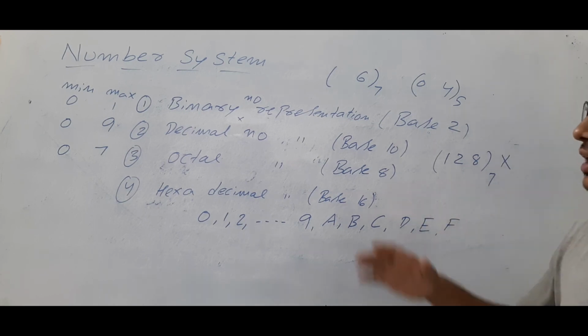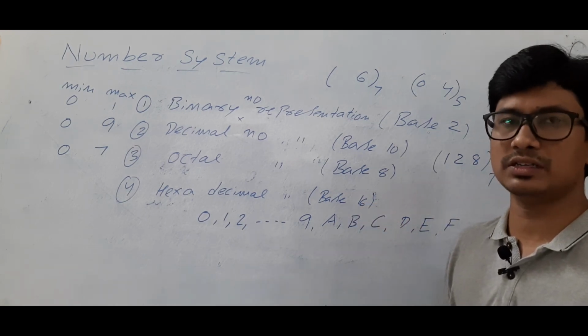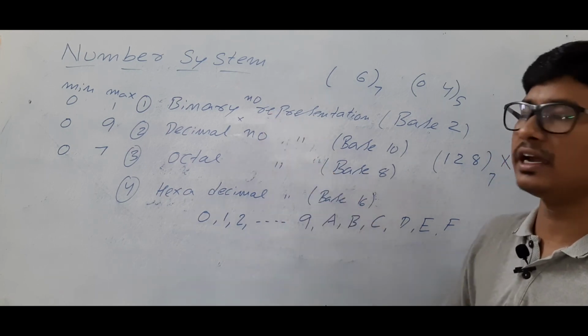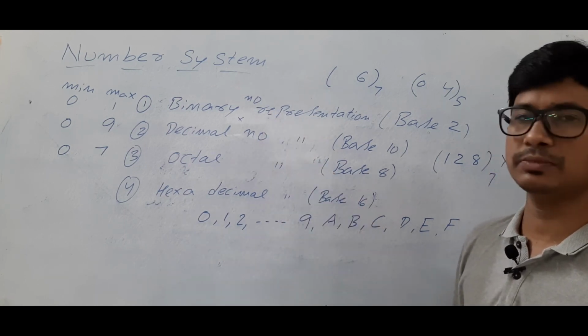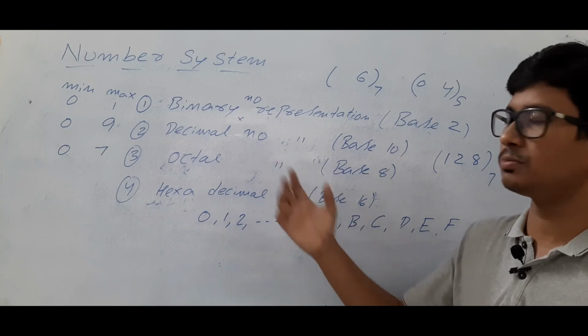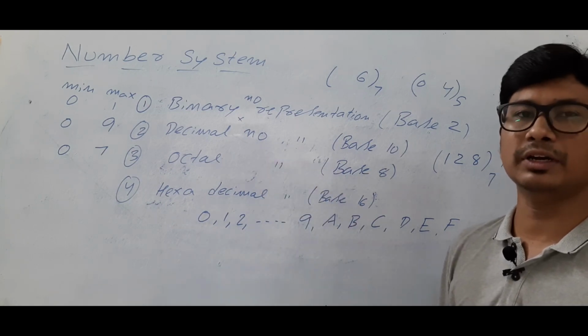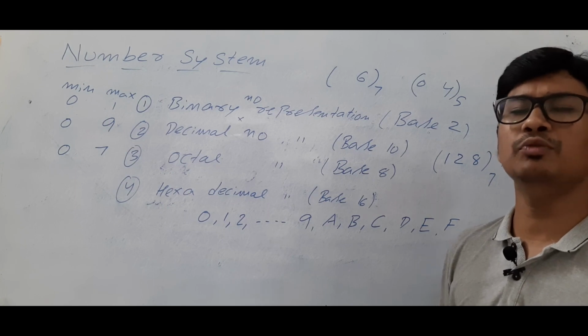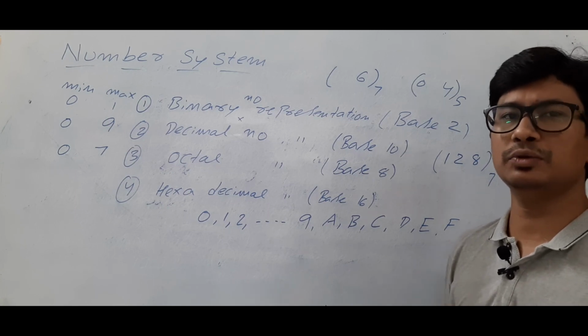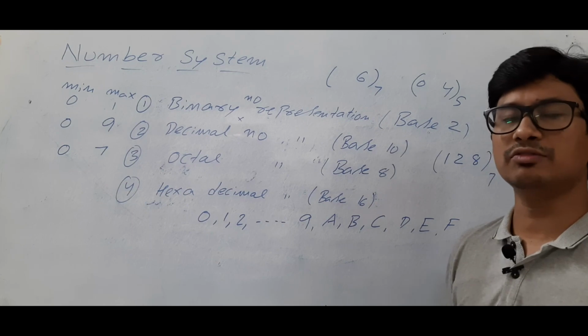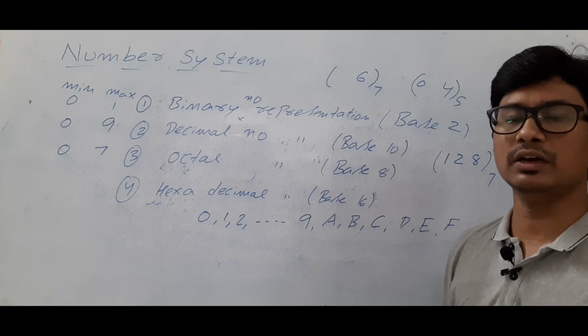I hope you have understood what a base or radix is and what the standard number systems are, like binary representation, decimal representation, hexadecimal number representation, and octal number representation. In the next video, we will discuss binary to decimal. All these conversions we will discuss one by one in the coming videos.